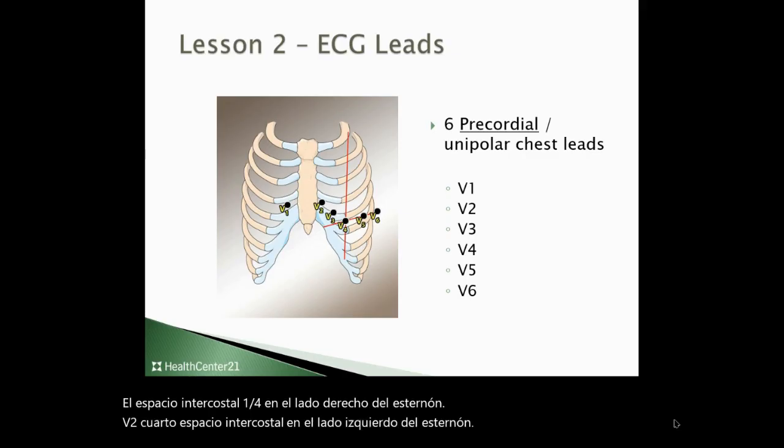V3, midway between the V2 and V4 positions. V4, fifth intercostal space on the left mid-clavicular line. V5, horizontal to V4 at the left anterior axillary line. V6, horizontal to V4 at the left mid-axillary line.